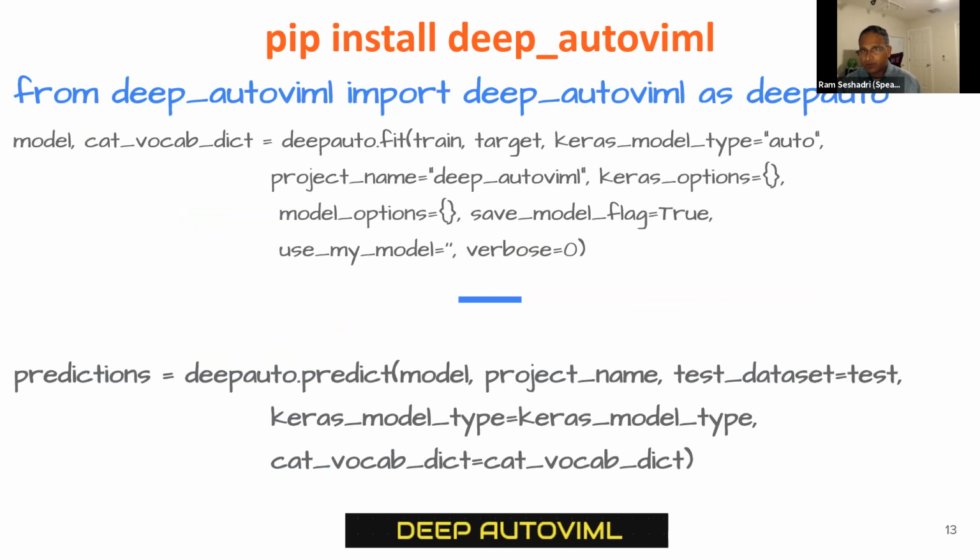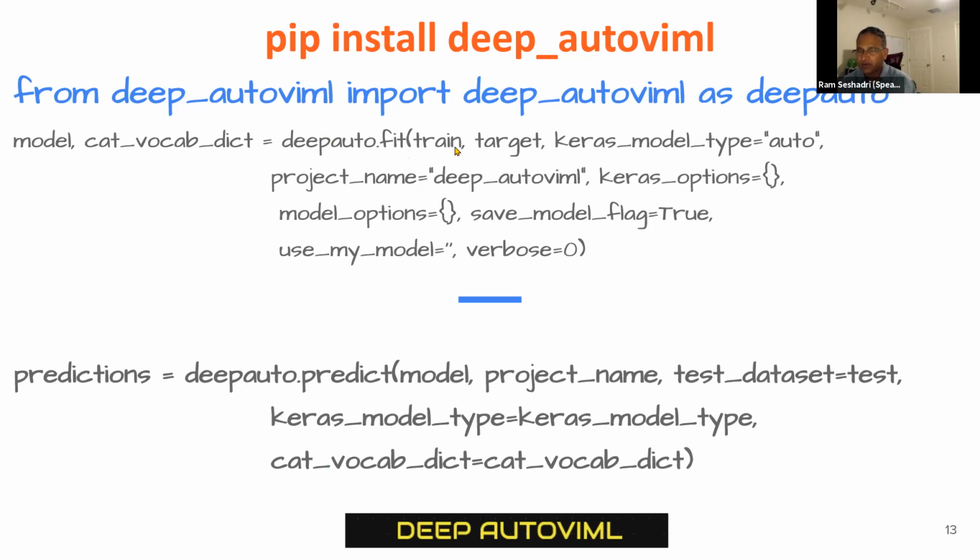So how do you work with Deep AutoViML? Very simple. You just do pip install Deep AutoViML, and from Deep AutoViML you import Deep Auto, and you call Deep Auto.fit, and you call Deep Auto.predict. All you have to give to fit is the name of the train data file.